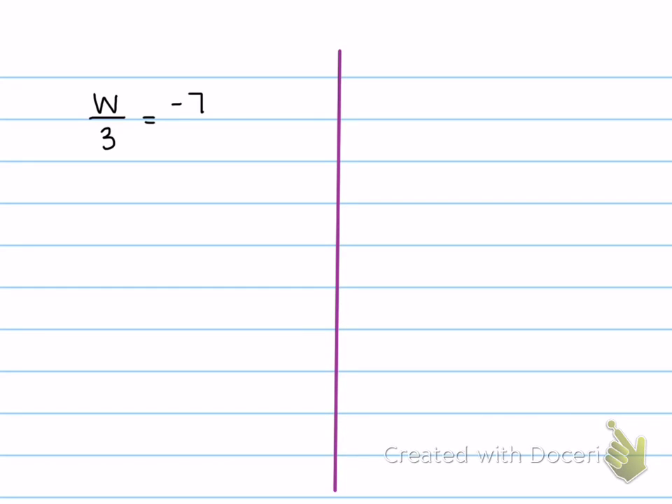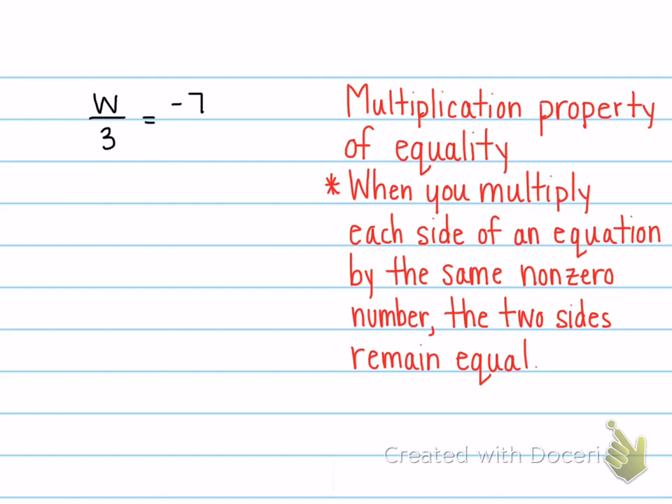Now, in a division equation, you are going to use the multiplication property of equality. This property states that when you multiply each side of an equation by the same non-zero number, the two sides remain equal. Please write that property in your notes. So if we look at this division equation, W divided by 3 equals -7. The inverse or the opposite of division is multiplication. Now, what I'm going to be multiplying by is 3 because that's the number that's divided. And I always like to write that like this.